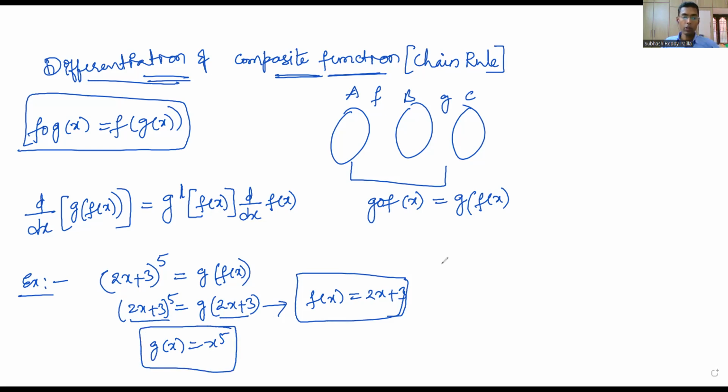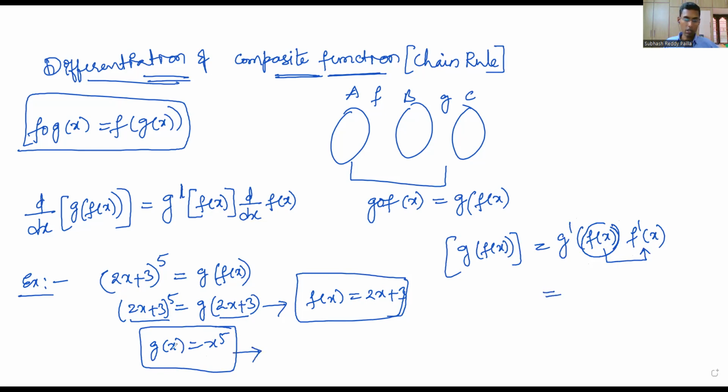So now its derivative, that is the derivative of g of f of x. I told you, g dash of f of x into f dash of x. This is what is chain rule. That means in the place of x, f of x is there, and you have to differentiate f of x, that is f dash of x. So what is the derivative of g of x? g dash is 5 into x to the power 4, 5x power 4.